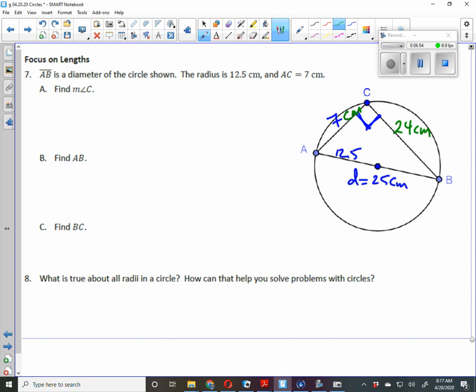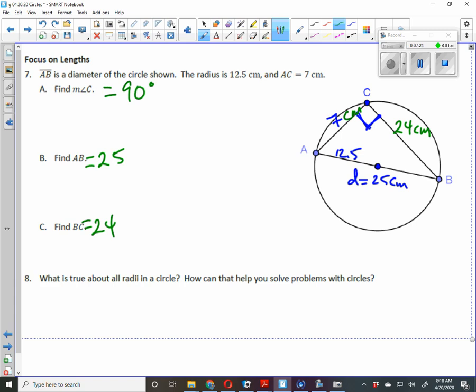They're asking us to find the measure of angle C. The measure of angle C is a 90-degree angle. AB, we know, was 25, and BC is 24. And you'll notice that I took the information that was given to me and implied additional information as I went. So I filled things in with what I knew, not what I assumed.